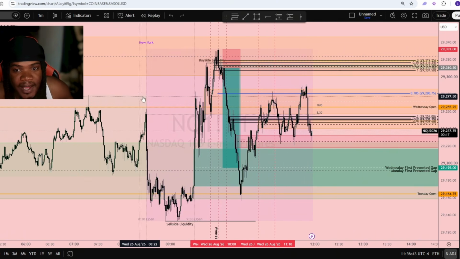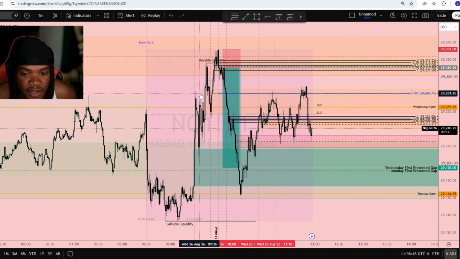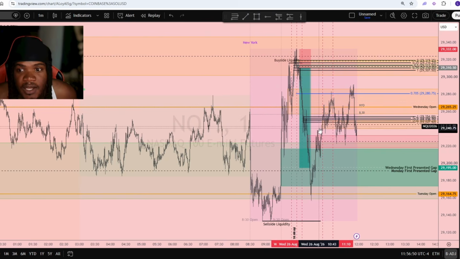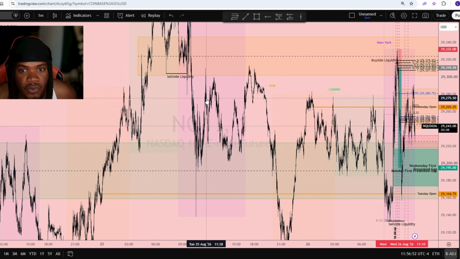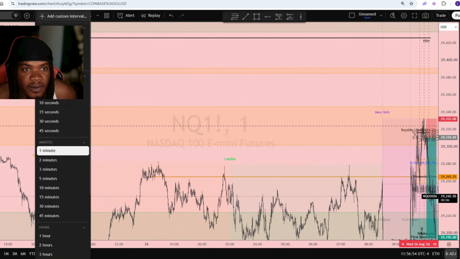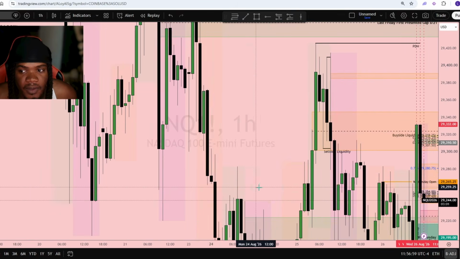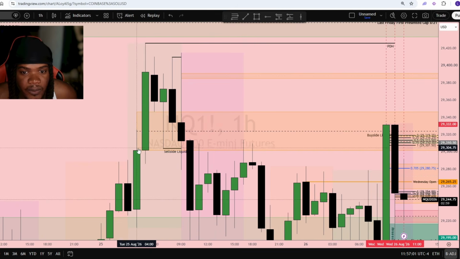So we got these London highs up here, as you can see. The market ends up running these highs around 9:30. They run the London high, right? They also run up into, what do we have here? This 1 hour inversion fair value gap, right?